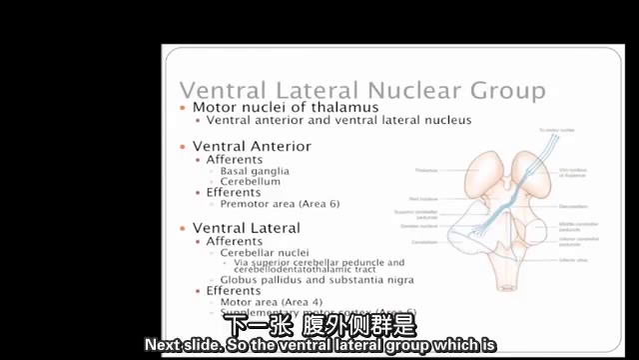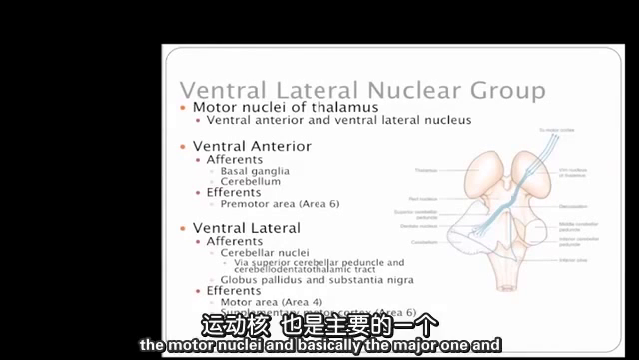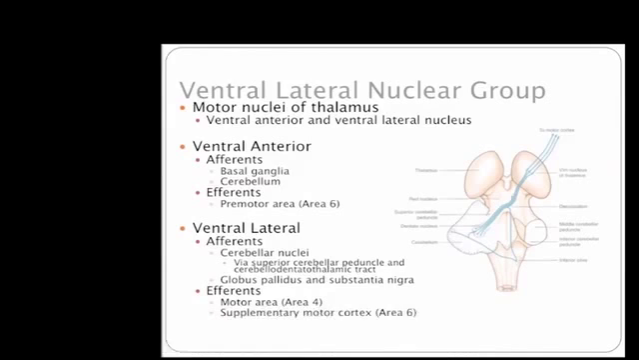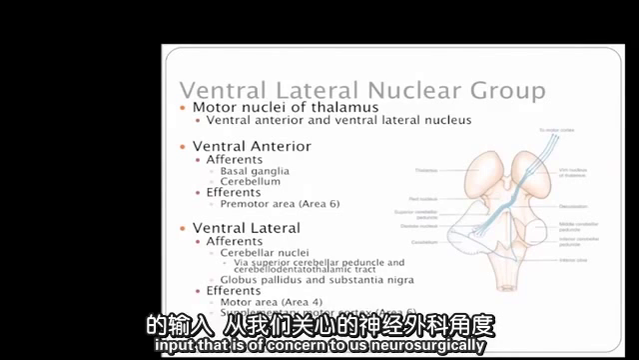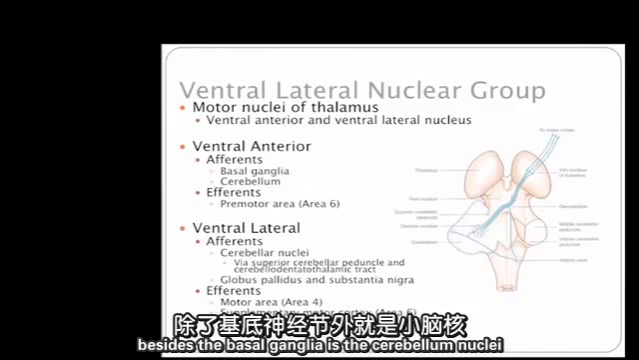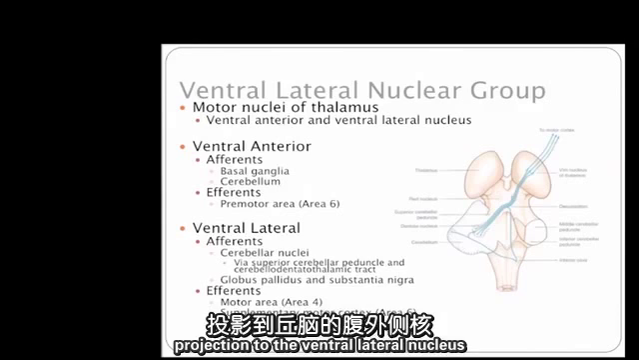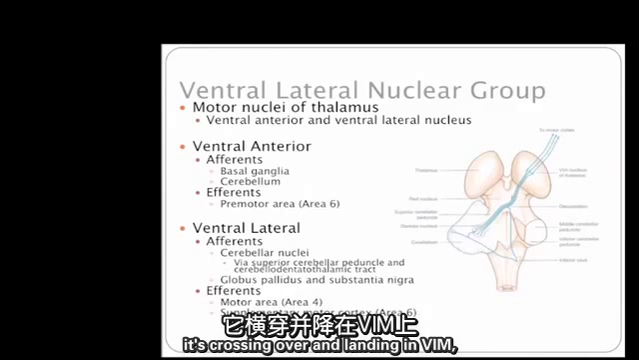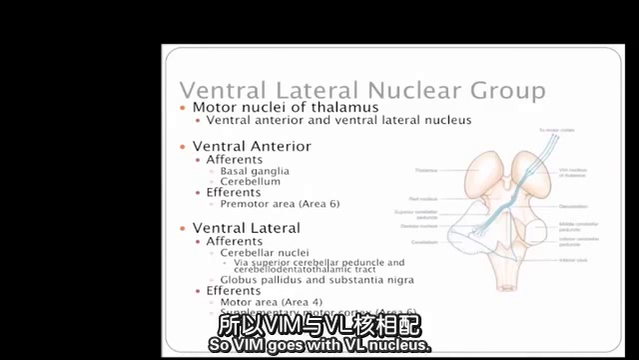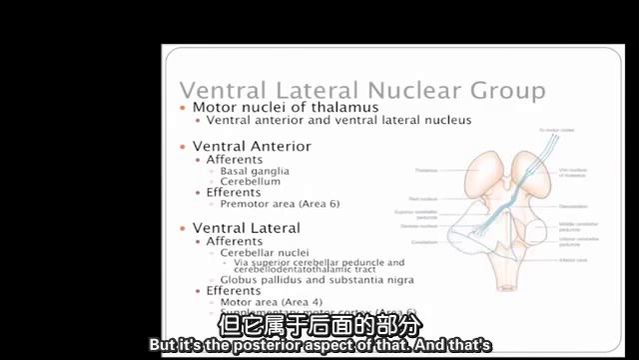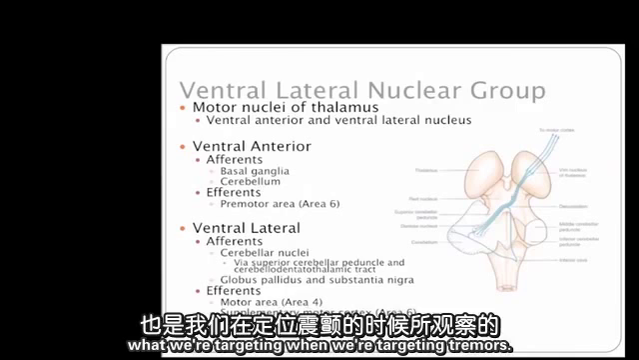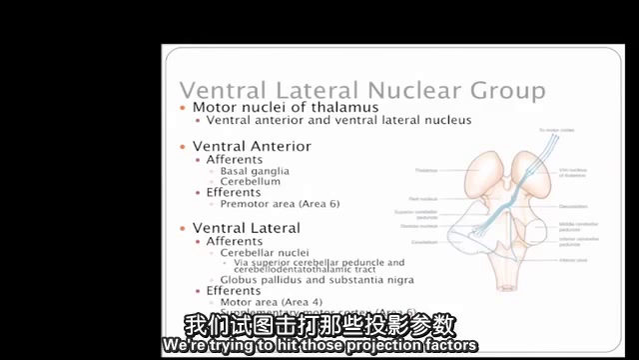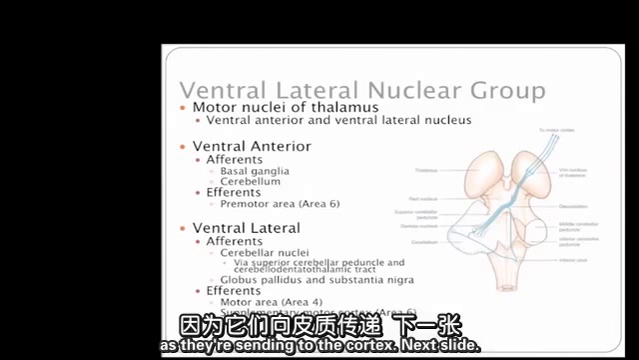Next slide. So the ventral lateral group, which is the motor nuclei, and this is what we were getting to before, the major input that is of concern to us neurosurgically, besides the basal ganglia input, is the cerebellar nuclei projection to the ventral lateral nucleus of the thalamus. And you can see this crossing over and landing in the VIM nucleus. Depends on where you look, I'll say VIM nucleus or the VL nucleus. But it's the posterior aspect of that. And that's what we're targeting when we're targeting tremors, is we're trying to hit those projection fibers as they're ascending to the cortex.